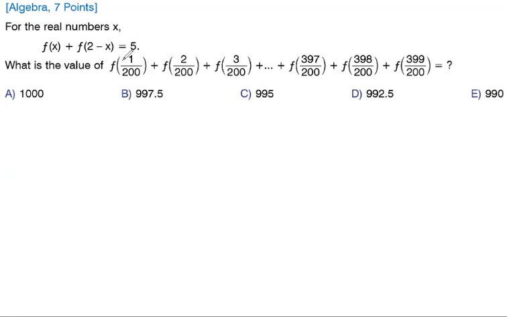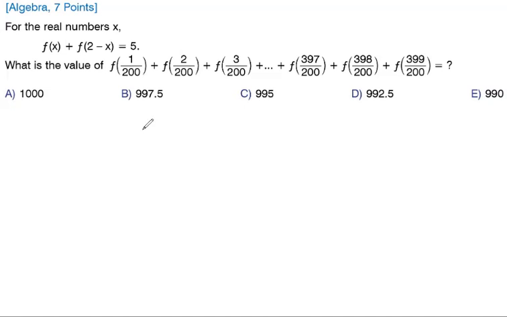So we are given f of x plus f of 2 minus x is equal to 5, and then we want to find the sum of these values. But it looks kind of complicated, because usually if you know the function itself, then you can just plug in a number that you need to. In this case, we don't have a function itself, which is why we call these functional equations.